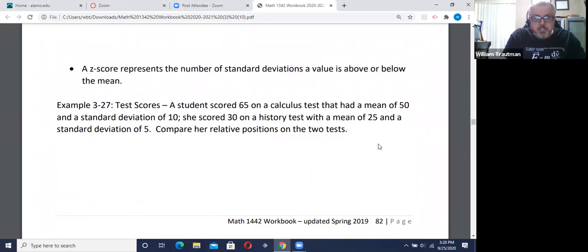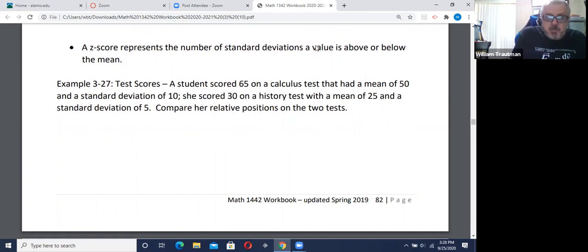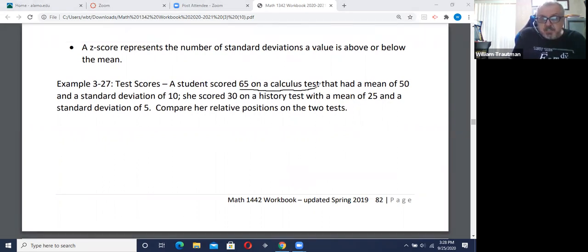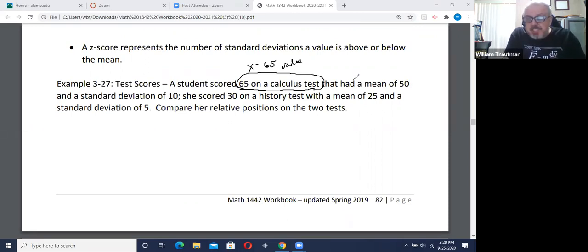So here's an example. A student scores 65 on a calculus test. That's not the average, that's just a score. So that's the value, x equals 65. That's the value that we're comparing to the mean. In this problem, it says the mean is 50, and the standard deviation is 10.